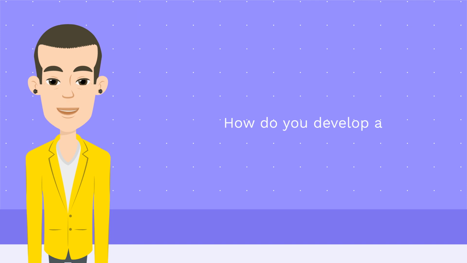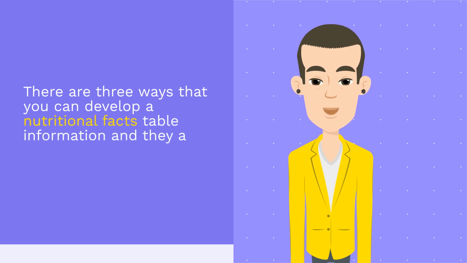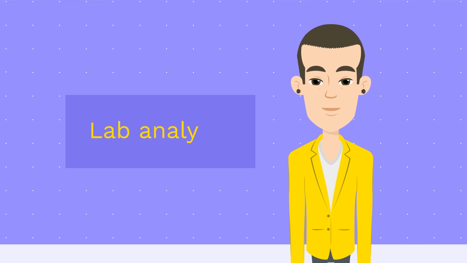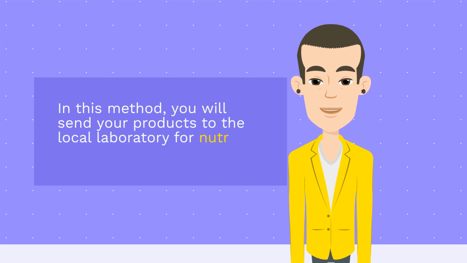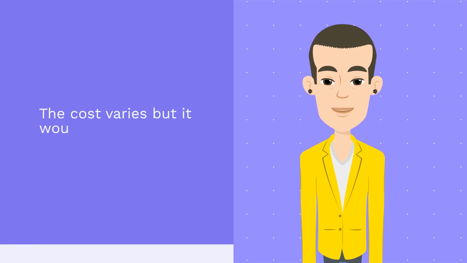How do you develop a Nutrition Facts Table? There are 3 ways that you can develop the Nutrition Facts Table information, and they are summarized. Lab analysis. In this method, you will send your products to a local laboratory for nutrition analysis. The cost varies, but it wouldn't be cheap.